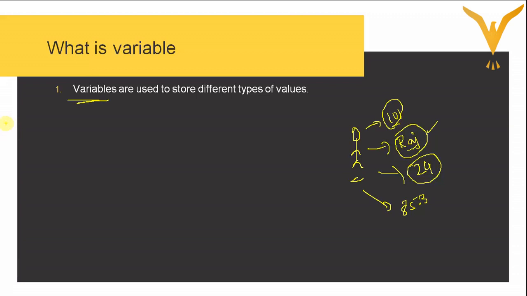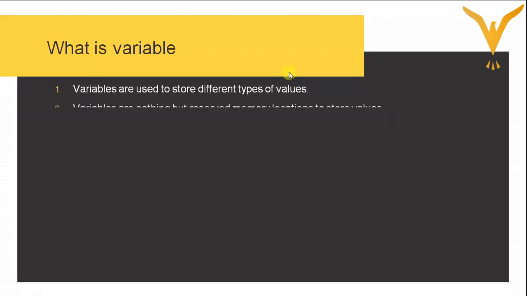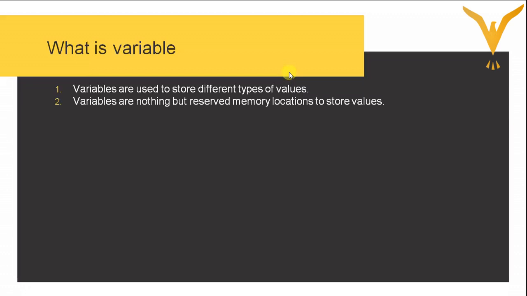So why are variables created? Variables are created because if you want to store any data, you create a variable. That's it. Now there is one more important point: variables are nothing but reserved memory locations to store values. Right now you don't know how to create variables, but in a short time we are going to see how. Variables are nothing but reserved memory locations to store your values.